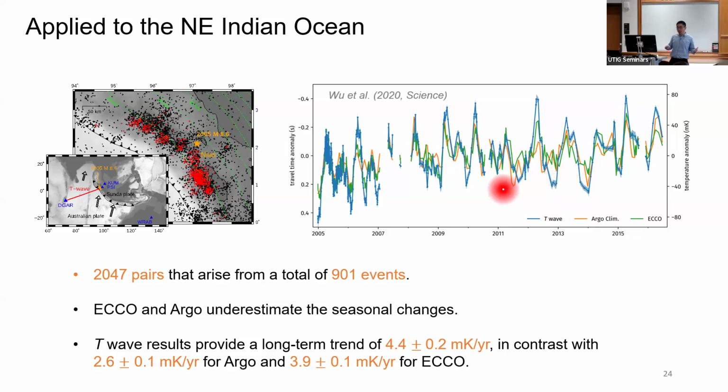And if you look at this figure, generally, they are consistent with each other, right? But if you look at the details, for example, these signals, they are seasonal changes. Both Echo and Argo more or less underestimate these seasonal changes because they have limited resolution. And if we look at the linear trend, the long-term trend for this part of the region, this T wave path, we got about 4.4 millidegrees per year ocean warming, positive ocean warming. It's a bit stronger than Argo and Echo results.